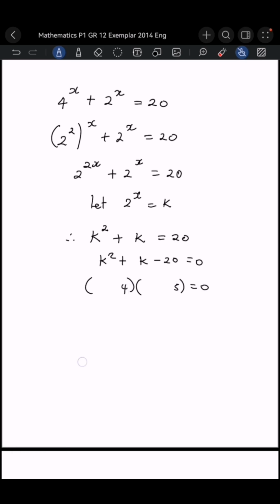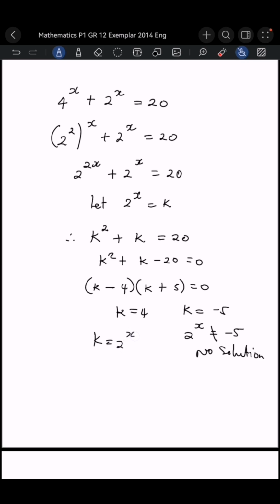Therefore k squared plus k minus 20 is equal to 0, which factors as (k plus 5)(k minus 4), so k is equal to 4 and k is equal to negative 5. There is nothing that will ever make 2 to the x equal to negative 5, so this has no solution. No solution for this side. But if k is equal to 4, k is equal to 2 to the x is equal to 4. Therefore 2 raised to the x is equal to 2 to the 2. Then x is equal to 2.